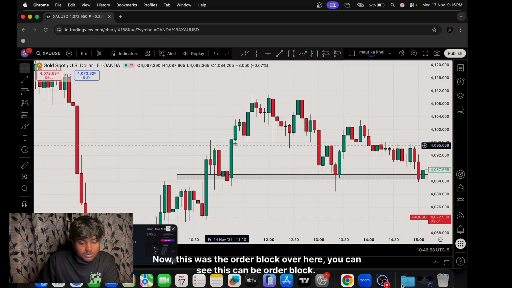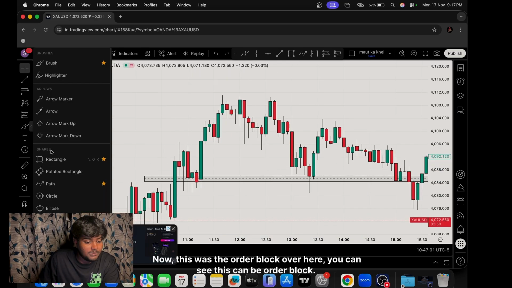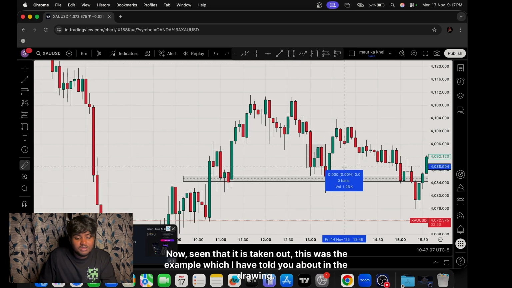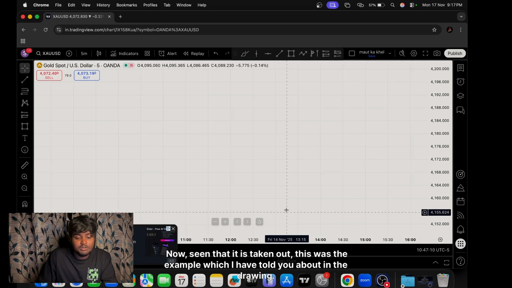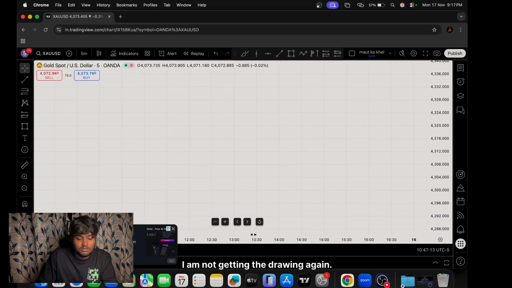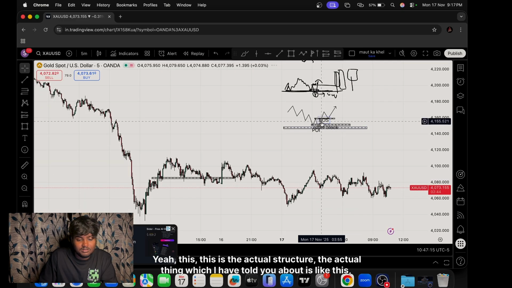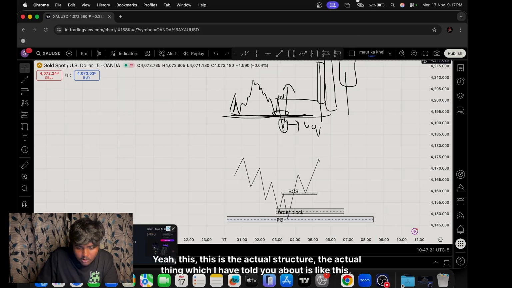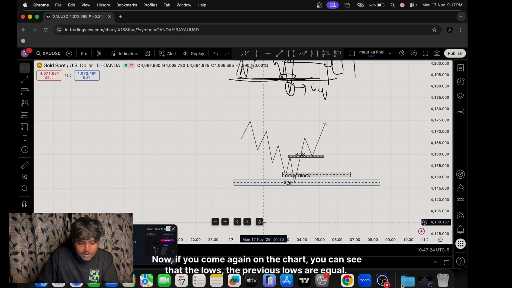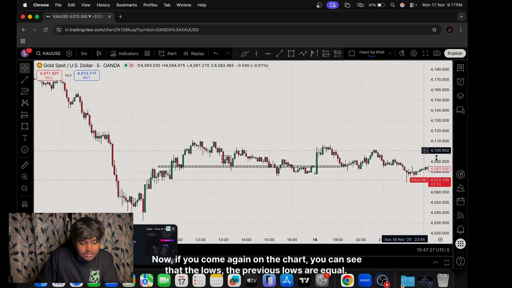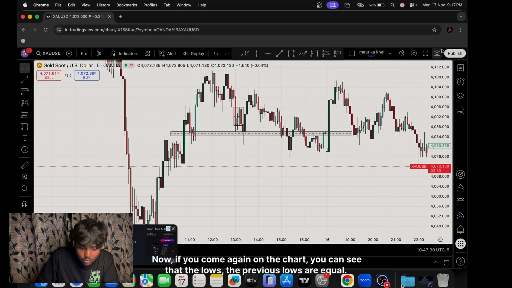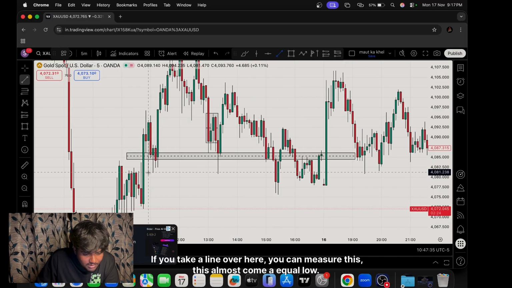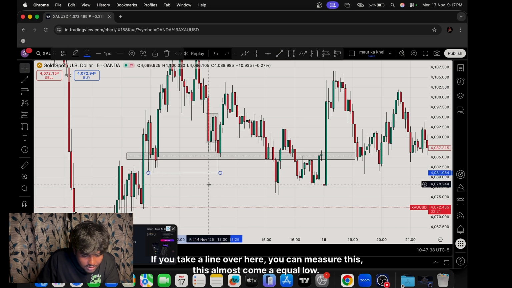Now this was the order block over here. You can see this can be an order block for buying. Now I have seen that it is taken out. This was the example which I told you about in the drawing. I'm not getting the drawing again. Wait. Yeah, this is the actual structure which I told you about, this is taken. Now if you come again to the chart, you can see that the previous lows are equal. It's an equal low. If you draw a line over here, you can measure that it is almost an equal low.